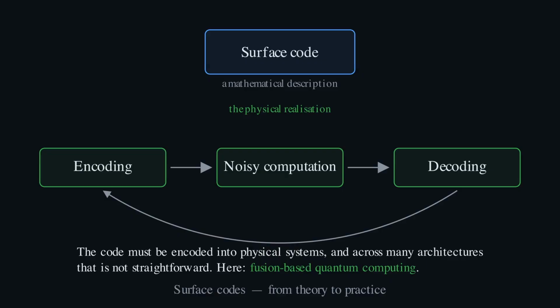Now, I'm not going to do a review of quantum error correction from first principles, unfortunately, but I do want to say that the surface code and really whatever choice of quantum error correction code you use has a lot of downstream implications for the rest of the computing architecture. We have a bunch of math, but this actually gets encoded into a physical system. And it's not always straightforward how this gets done, especially because there are so many different physical architectures. So in this video, we'll probably focus on the fusion-based quantum computing architecture.